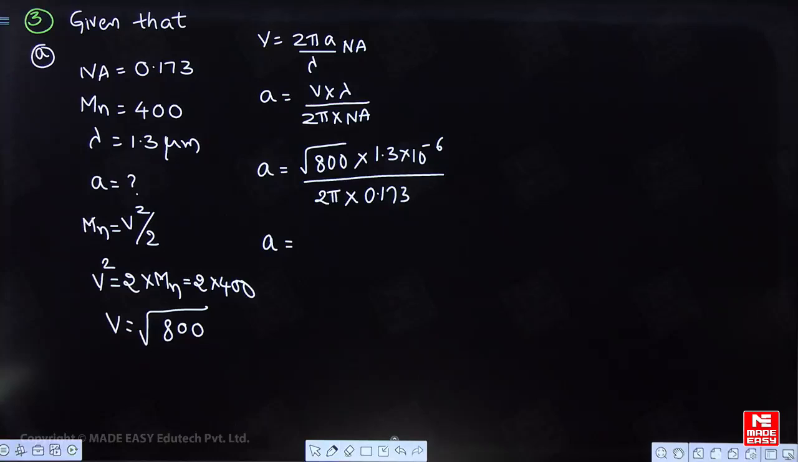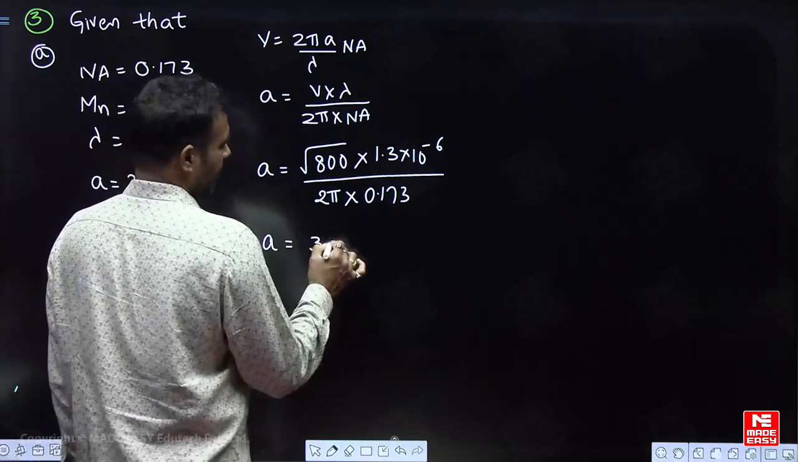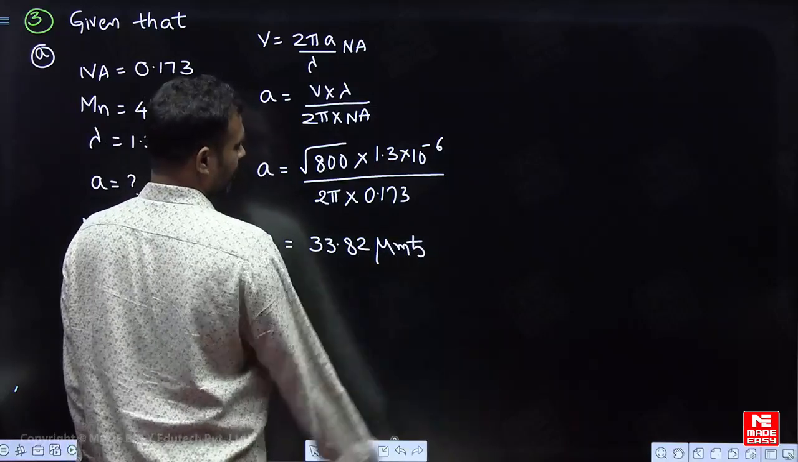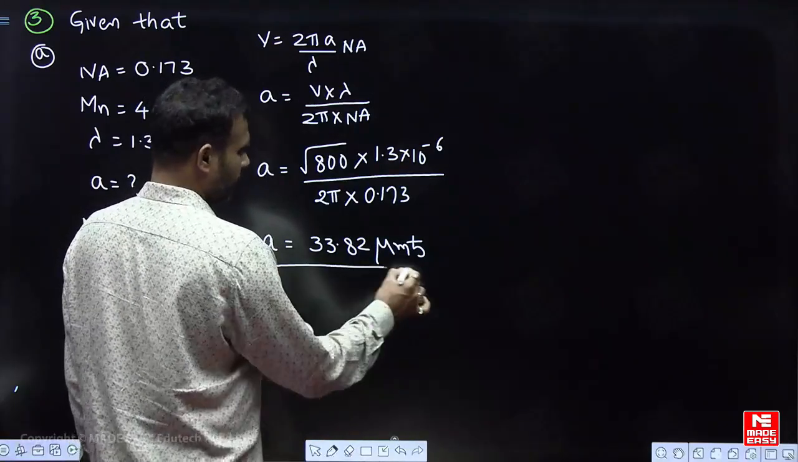Value of A is equal to 33.82 micrometers. Correct answer, Komal. 33.82 micrometers we are having. The value is equal to A value. We are getting this one.